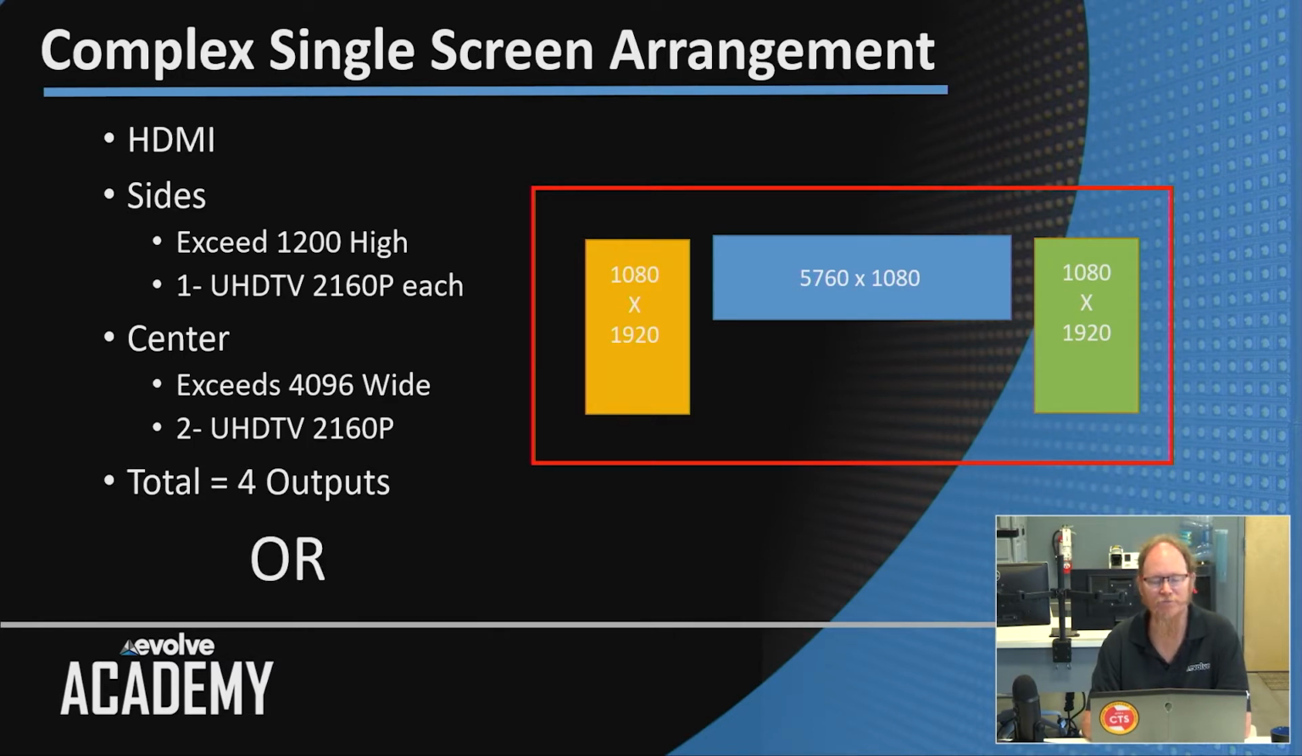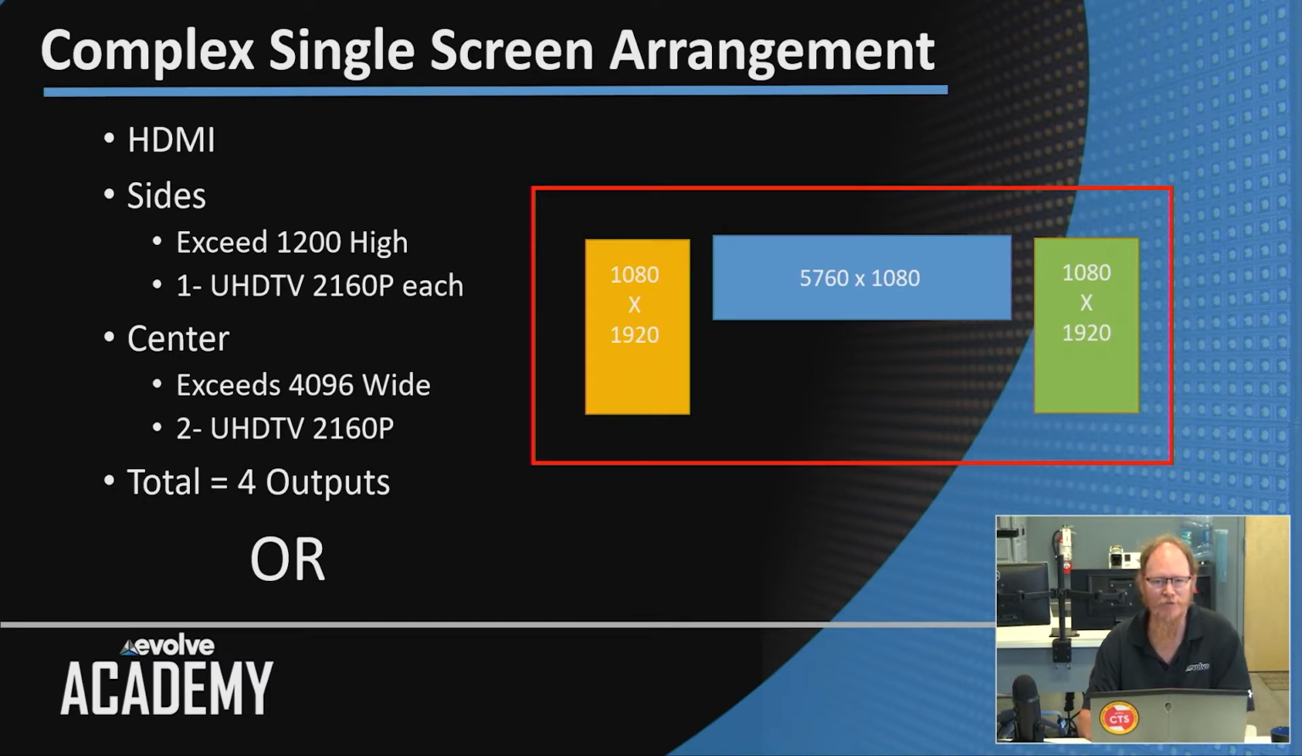The other option, HDMI. I'm not going to look at DisplayPort because DisplayPort's not that common in LED processor inputs. On the sides, same thing, 1200 high, so there's a 4K 2160 for each of these 2 side screens. Center is more than 4096 wide, so I need 2 output connectors to drive that. So I need 4 output connectors.